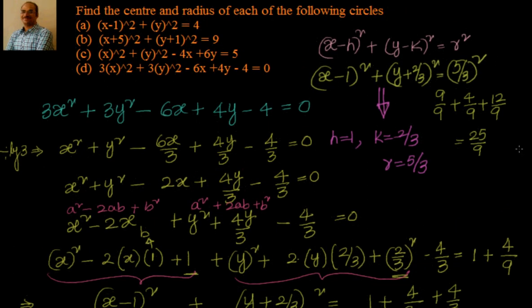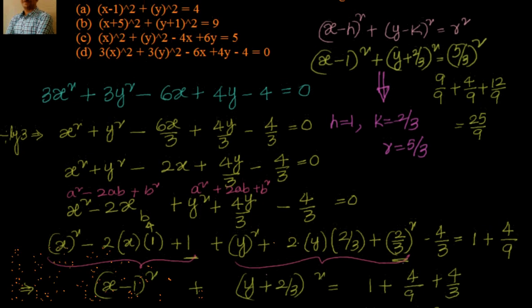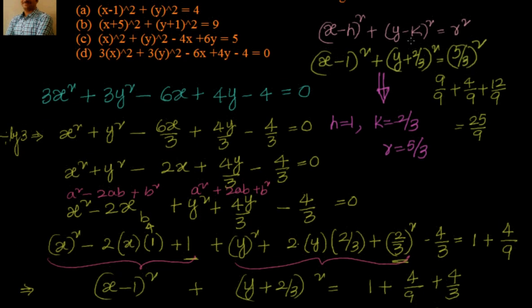So let's repeat again how we have done this. We have been given 3x square plus 3y square minus 6x plus 4y minus 4 equal to 0. We have to find out the center and radius. Now we see that it's not in the form x minus h whole square plus y minus k whole square equal to r square, so that we can compare and find out the values of h and k.